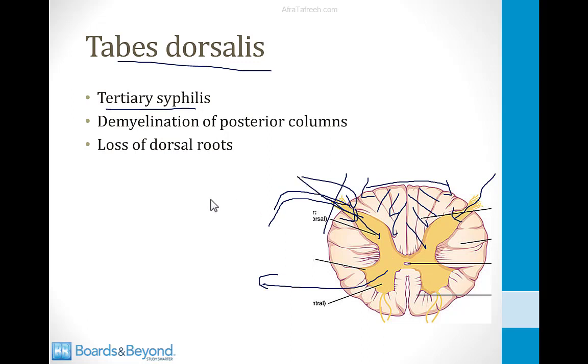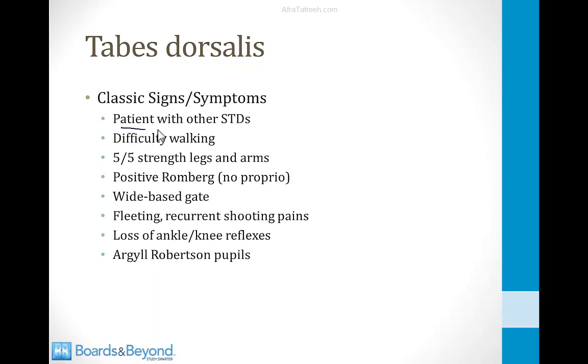So the classic presentation is going to be a patient who has other STDs. Maybe it'll even be an HIV patient. The patient will complain of difficulty walking. Maybe they'll have falls or an abnormal gait. They'll have completely normal strength in the arms and legs because motor function is not affected.